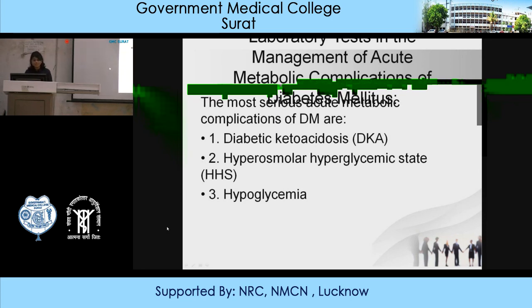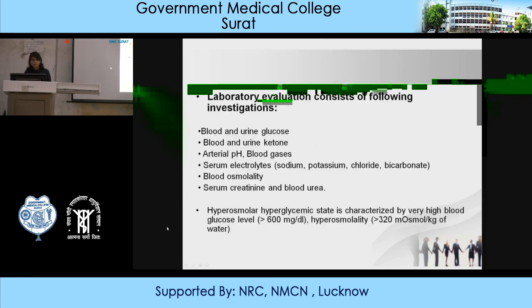Right. So to assess these complications, we need to investigate patients with the following tests: blood and urine glucose, blood and urine ketone bodies, ABGA, that is arterial blood gas analysis, in which we can determine from the value of pH whether the patient is in metabolic acidosis or alkalosis, that may indicate the state of diabetic ketoacidosis. Serum electrolyte level, so that the treatment can be modified accordingly. Blood osmolarity, serum creatinine and blood urea.